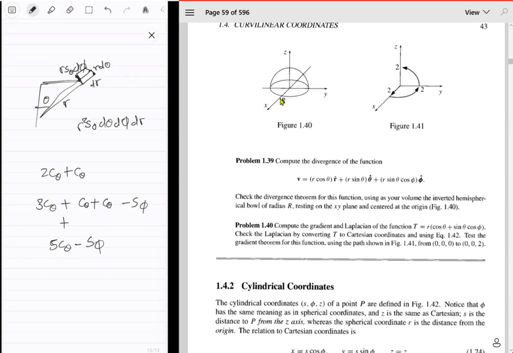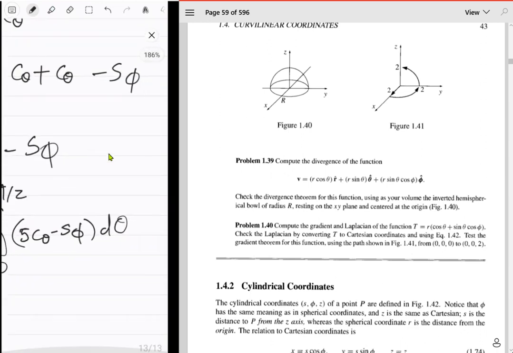So this dV times our divergence, which is just this crazy stuff. First of all, what's the integration of r squared dr going from 0 to capital R? That's something we can take out, right? That's just going to be r cubed upon 3. Then you have this double integral, where theta goes from 0 to pi upon 2, and you got 5 cosine theta minus sine phi, and d theta. Oh, there's also this sine theta over there, so you have to put that in as well.